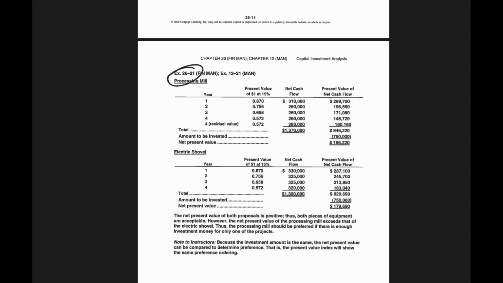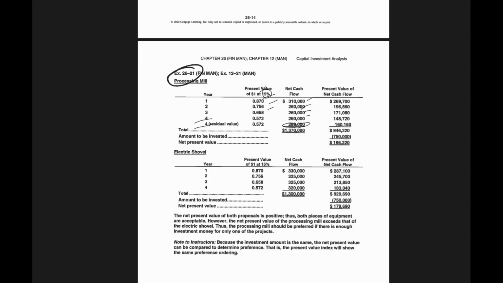So looking at the processing mill, because it's different amounts every year, it's not consistently the same, we have to use the present value of $1. We can't use the annuity. So every year we have to calculate using the 15% column, going down and calculating every single one of these and getting to a net present value. The processing mill has a residual value of $280 at the end, so we will get that back also in year 4. So year 4, there's 2 calculations.